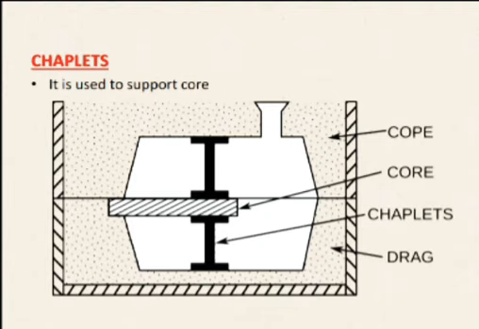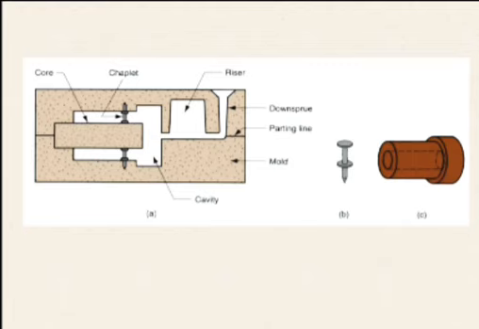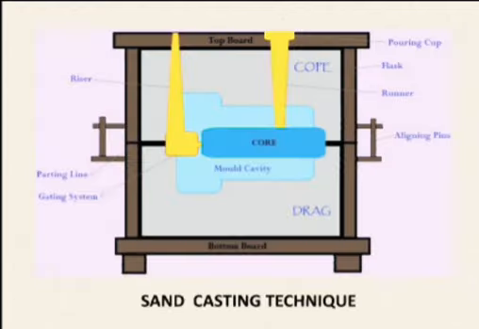Chaplets are mainly used to support the core. Here is a diagram showing it, and another diagram of chaplets. Now the sand casting technique. The passage provided in the mold through which molten metal flows into the mold cavity is known as the gating system. The molten metal flows down through the runner into a well, from where it enters the gating system and into the mold cavity.